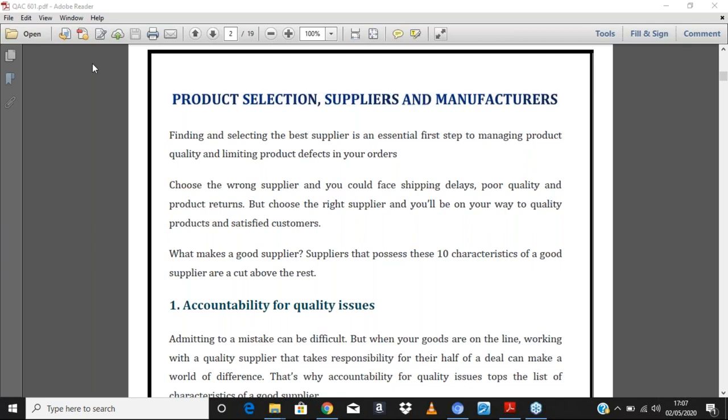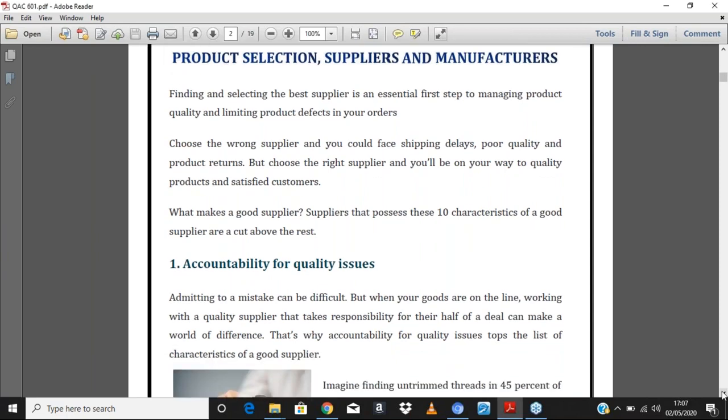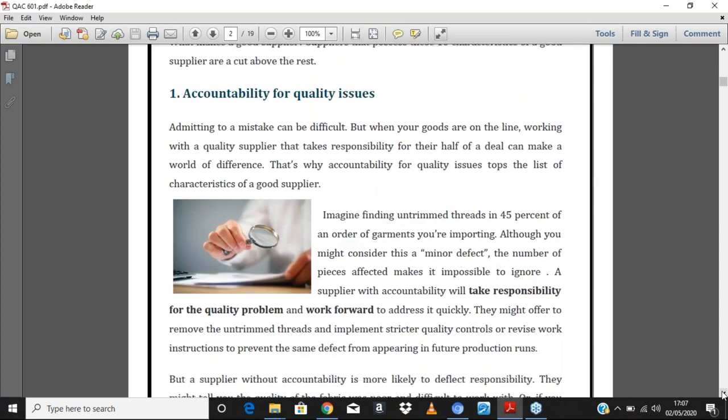We see building collapses a lot today. Why? Because of poor quality materials. What you quote on paper, when the suppliers bring it, you sometimes see something totally different. So how do we avoid these kinds of issues? First of all is what is called accountability for quality issues. So we're looking at the things that you have to consider.